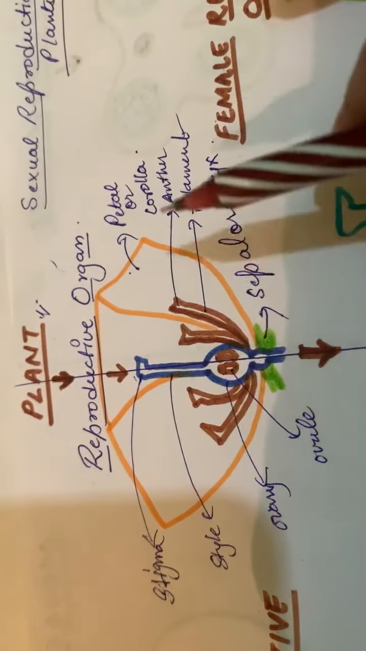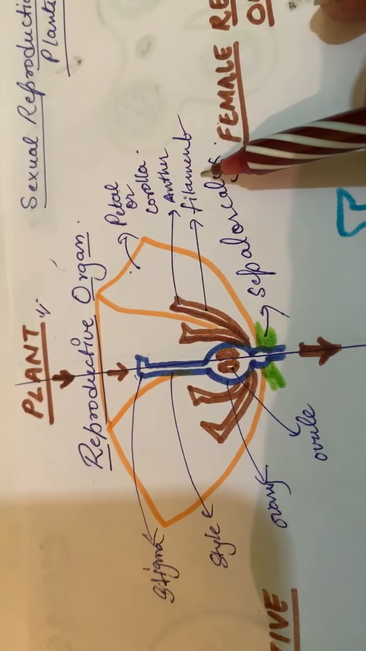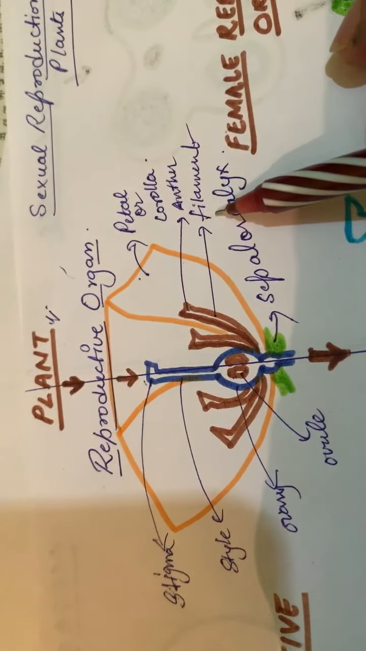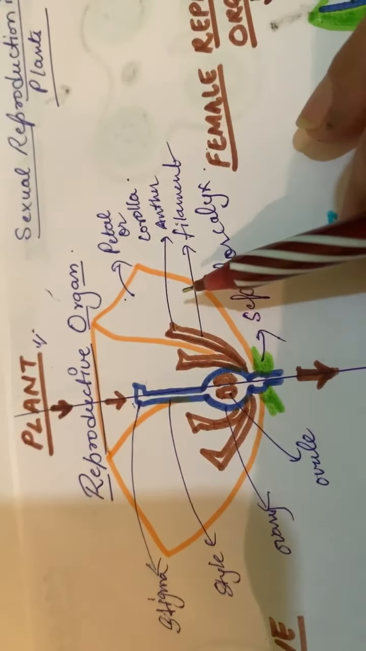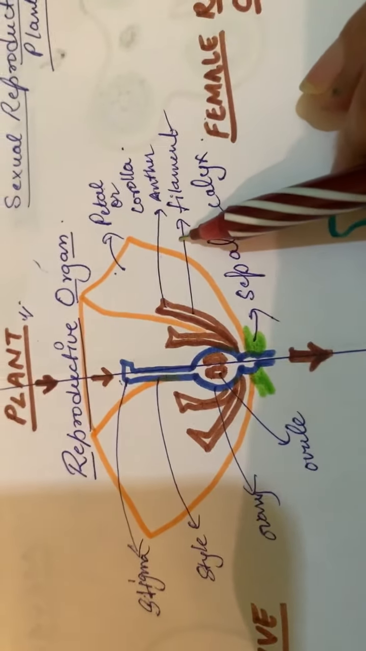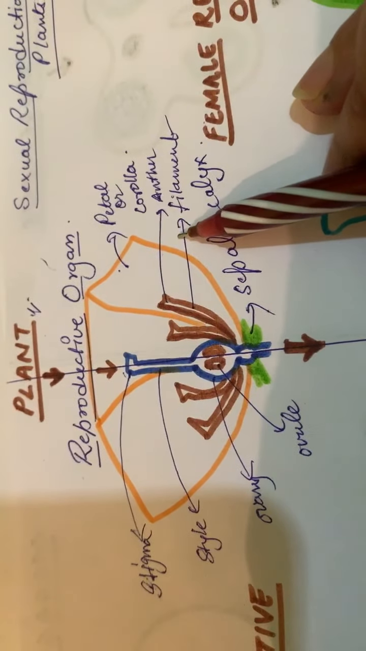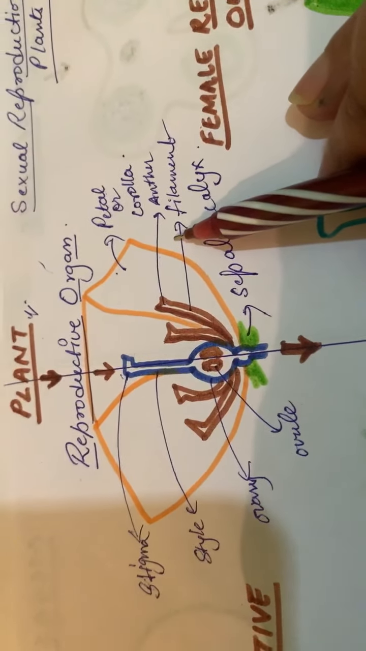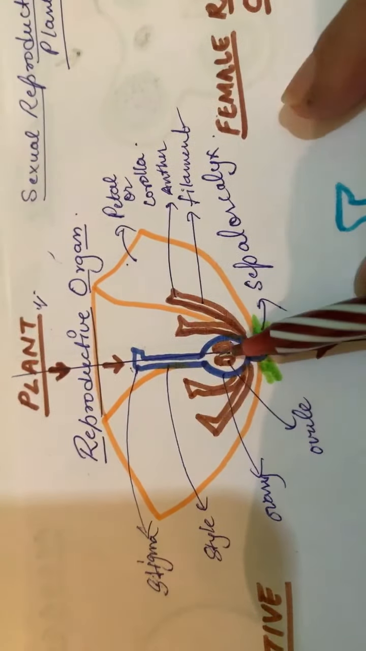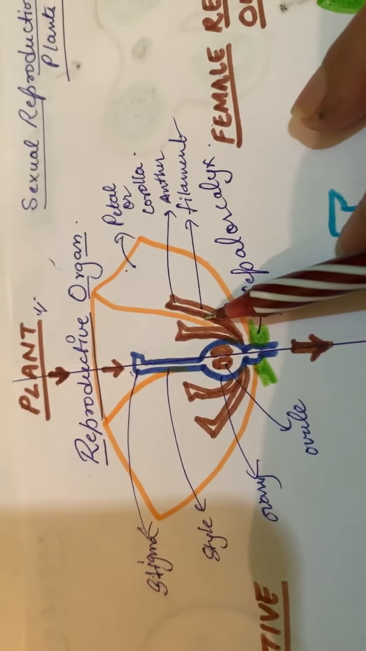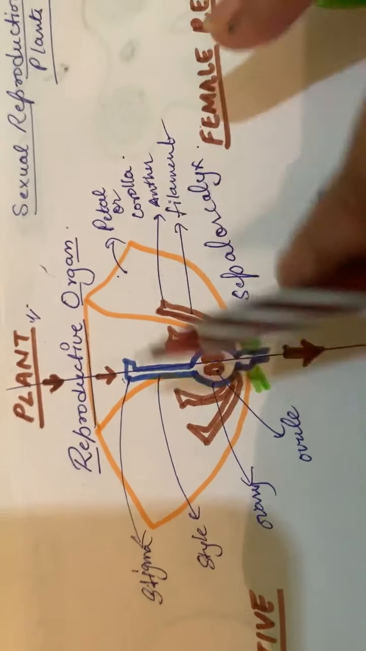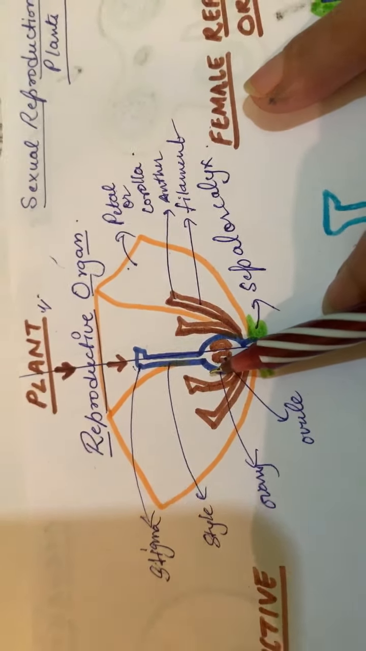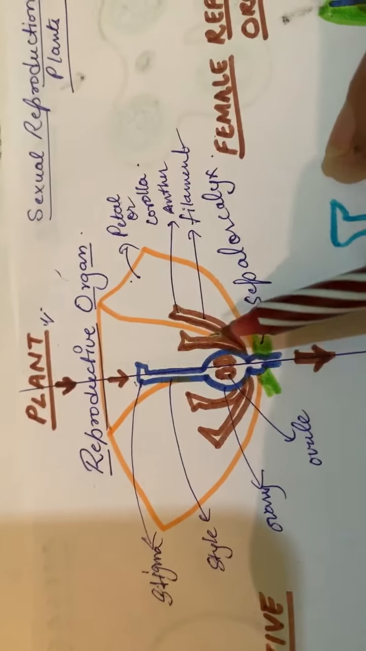We need to differentiate them into male and female parts. In the previous chapter we also discussed bisexual flower and unisexual flower. What do you mean by bisexual flower? A bisexual flower has both male and female parts in the same body, whereas a unisexual flower has only one, either the male part or the female part.